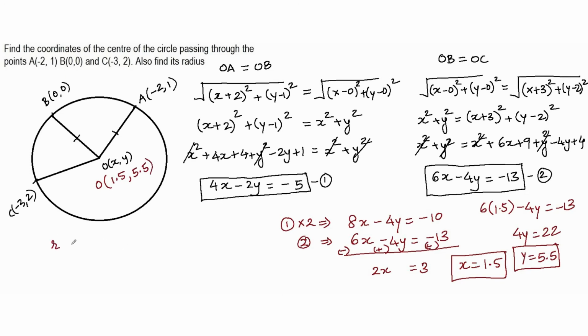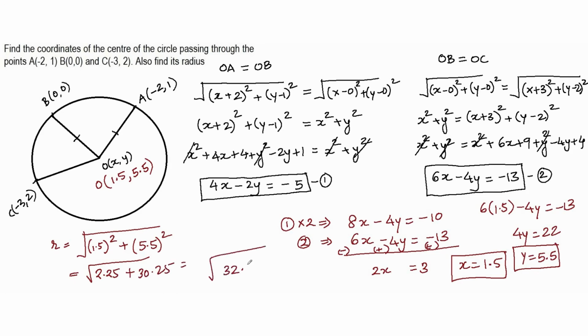And now I can find the radius of the circle. I can pick OB because B is the origin. So radius would be under root of 1.5 the whole square plus 5.5 the whole square. So that equals under root of 1.5 square is 2.25 and 5.5 square is going to be 30.25, and therefore this becomes under root of 32.5, sorry, not square units. The radius is just going to be units. Therefore the radius of this given circle is under root of 32.5 units.